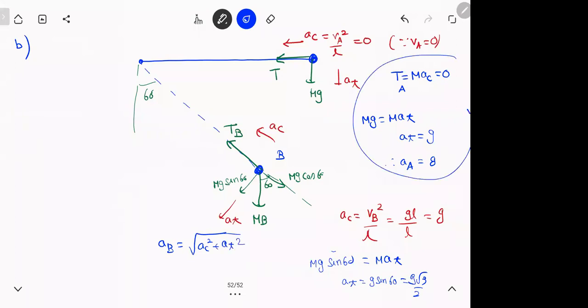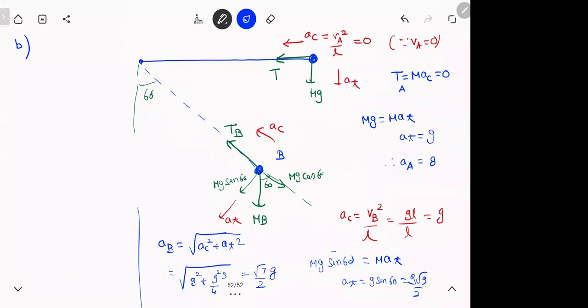Why didn't I do that here? Because a centripetal was 0, it didn't matter. So what is a centripetal? g square. What is a tangential? g square 3 by 4. You end up with root 7 by 2 g.